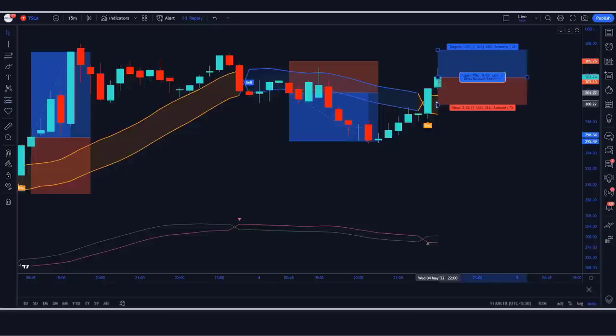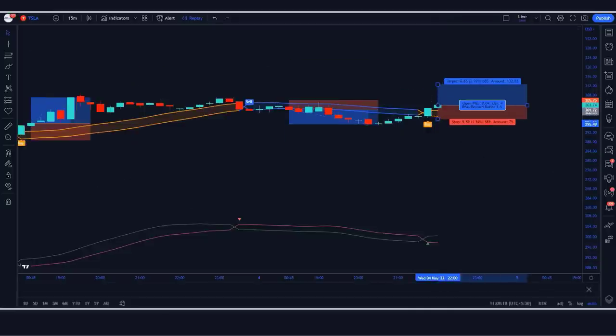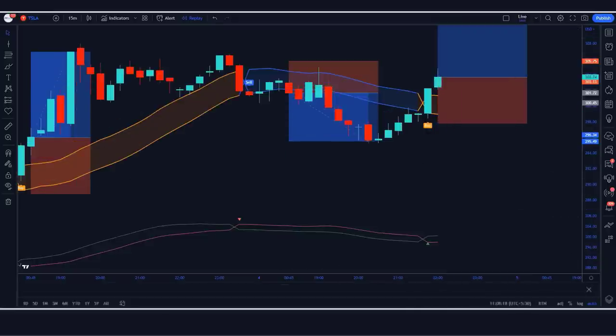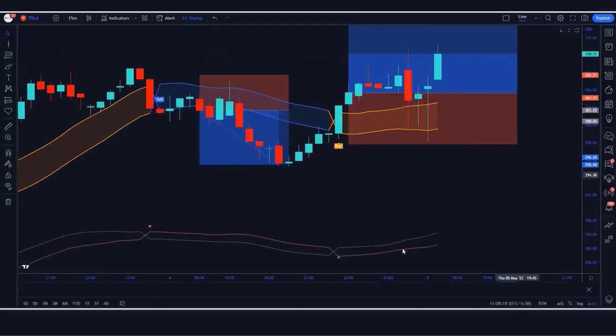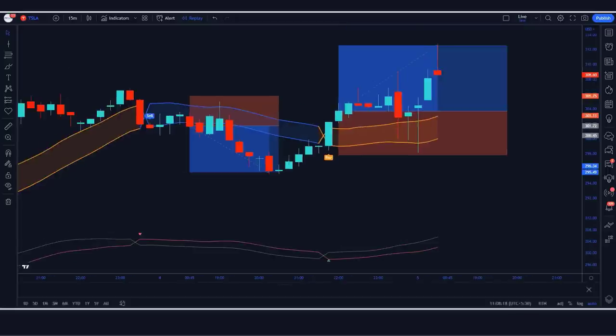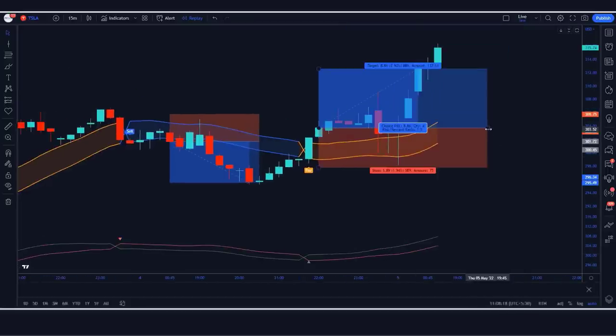Our stop loss is to be placed at the low of the previous candle of the signal candle. And the risk to reward ratio will be 1:1.5. Let's see what happens to our trade. Our trade is running in profit. We have won the trade. Let's find the next trade.